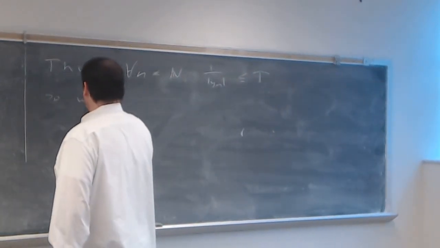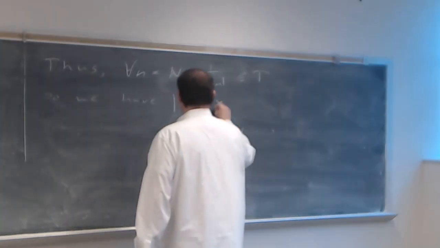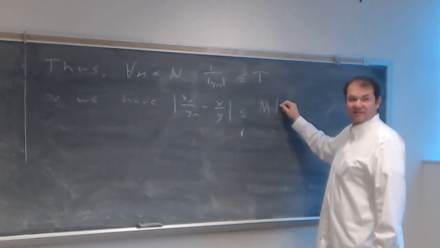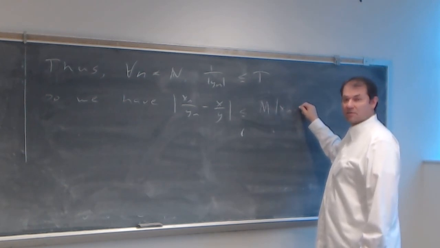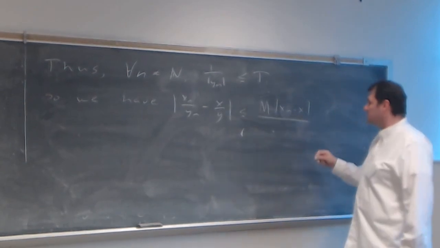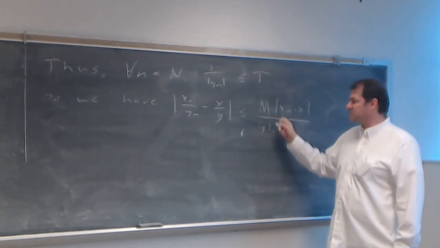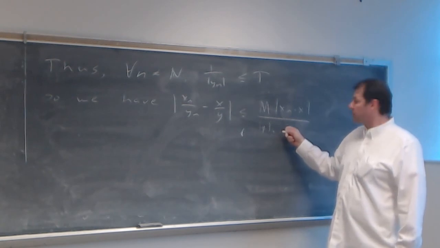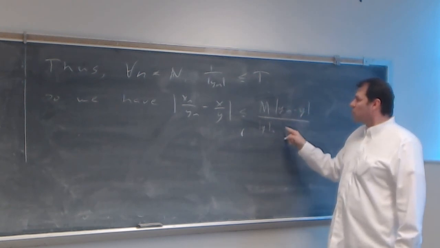So, we have the absolute value of x sub n over y sub n minus x over y is going to be less than or equal to... I think we had an m. I think I had x's here. I might need some help. x sub n minus x, I think. I think I had the absolute value of y sub n here. This was y sub n minus y. Thank you very much. And then the bottom was that times the absolute value of y sub n.